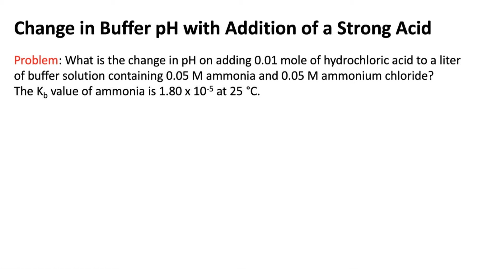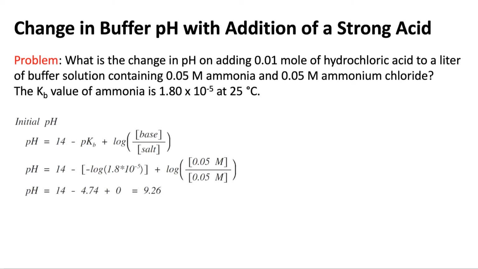The additional information they give us is that the Kb value, now it's not the pKb, be careful, it's just the Kb value of ammonia, the base, is 1.8 times 10 to the negative 5. Okay? That's a lot of information again. Where do we start? Well, the same place we started before, because in the end, we're wanting to know the change in pH. And to know the change in pH, you have to know the initial pH. So let's solve for the initial pH.